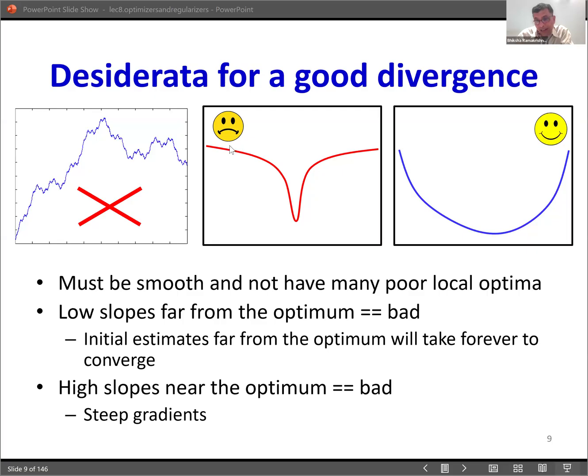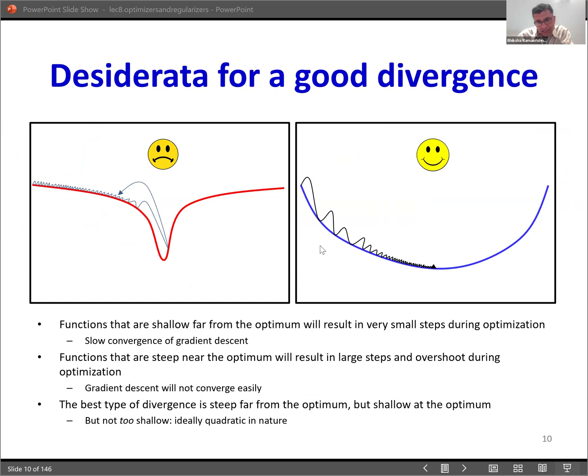So why is the blue better? Anybody? Why is the blue better? It's convex. So it's convex, it's steeper away from the optimum. So the orange one, it's shallow far away and very steep near the minimum.